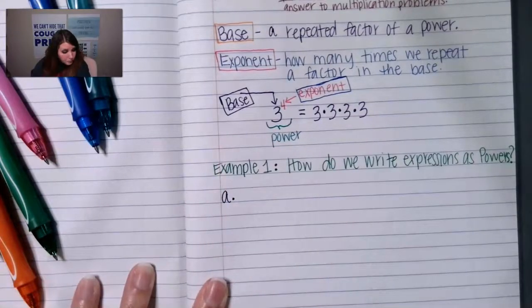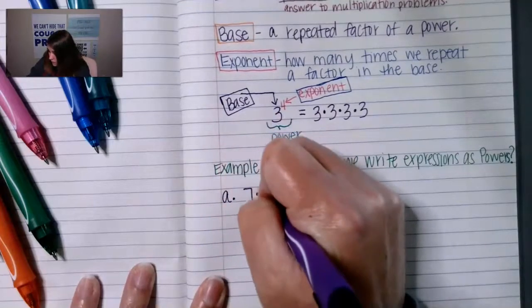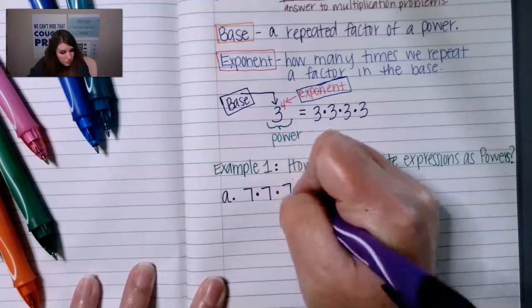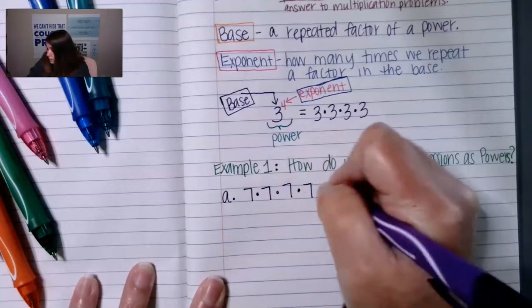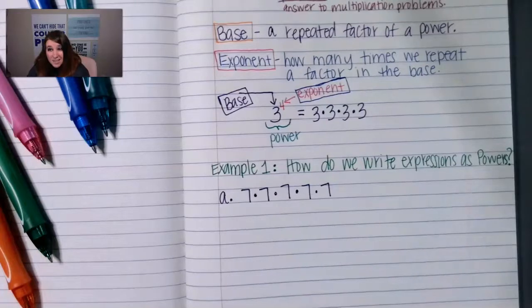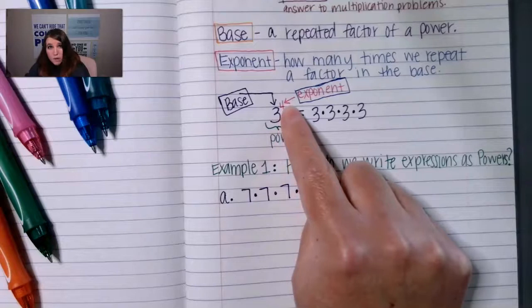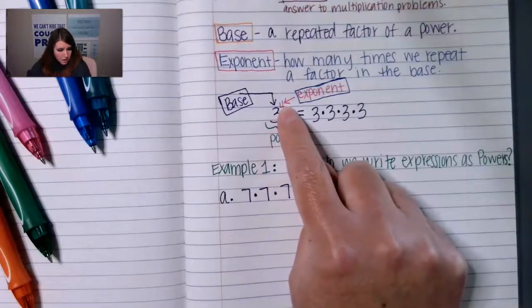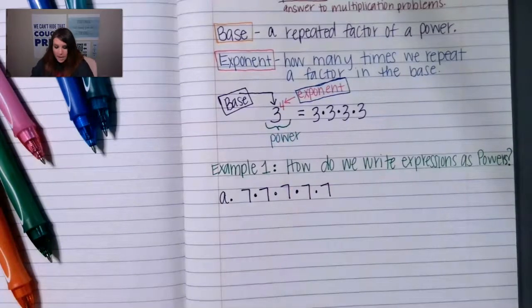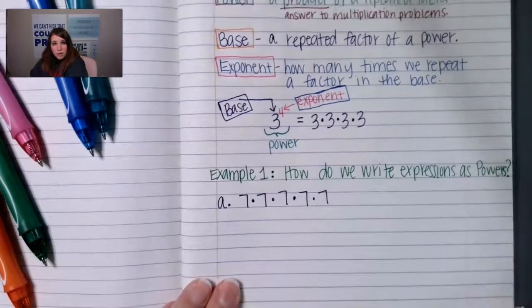Example A. I have 7 times 7 times 7 times 7 times 7. So if I wanted to write this expression as a power, we know a power is just a factor that's been souped up. It's just got an extra little number up top. I would count up how many numbers I have, and then I would just write a power.